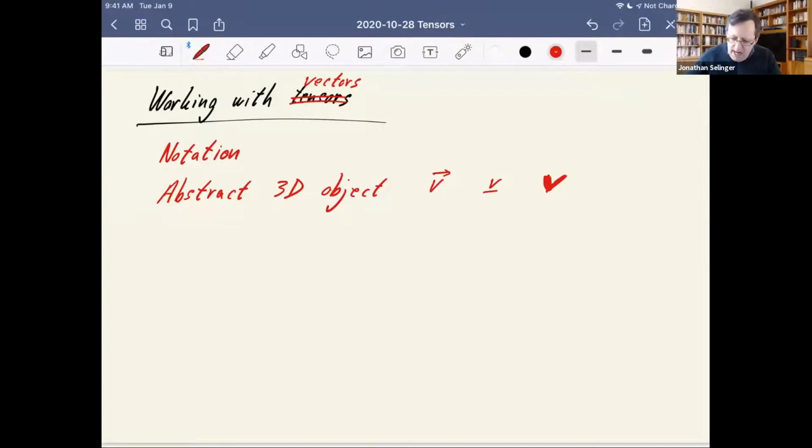All right. And so that's one kind of notation. A second kind of notation for the same thing is to expand in terms of basis vectors.